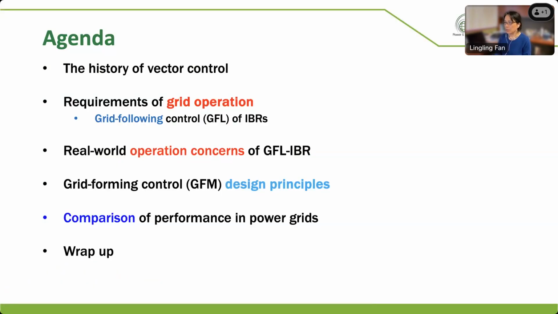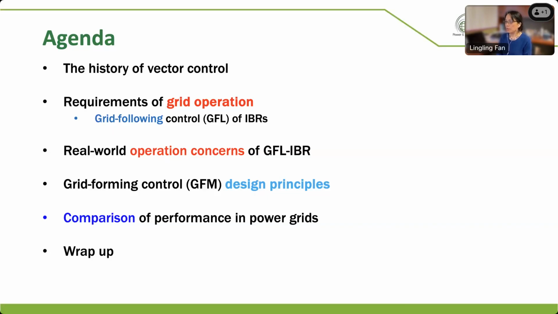Today I want to share with everybody the history of vector control, the philosophy that is used predominantly in current day IBRs. Then, because vector control is for motor drives, we will talk about the requirements for grid operation and how vector control is adopted in IBRs. The name of this control is called grid following. Afterwards, we will ask what the real world operation concerns of this type of IBR are. We will show a couple of examples.